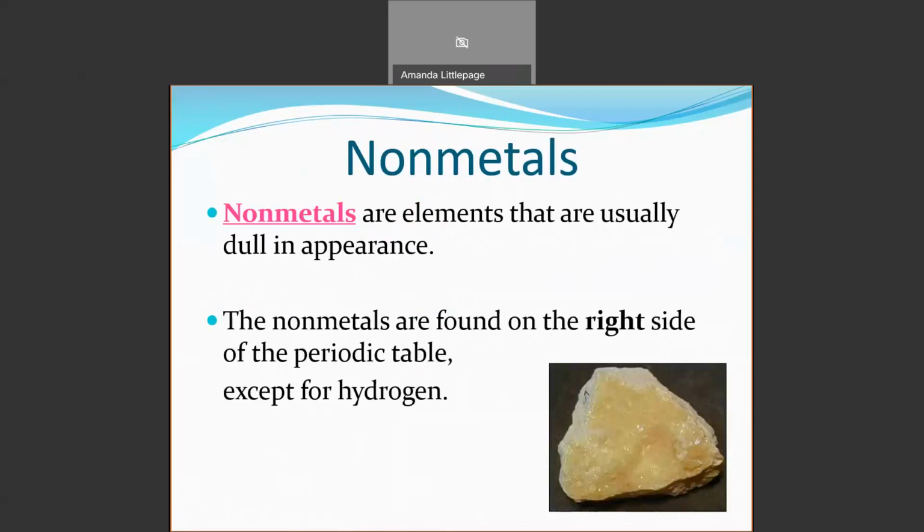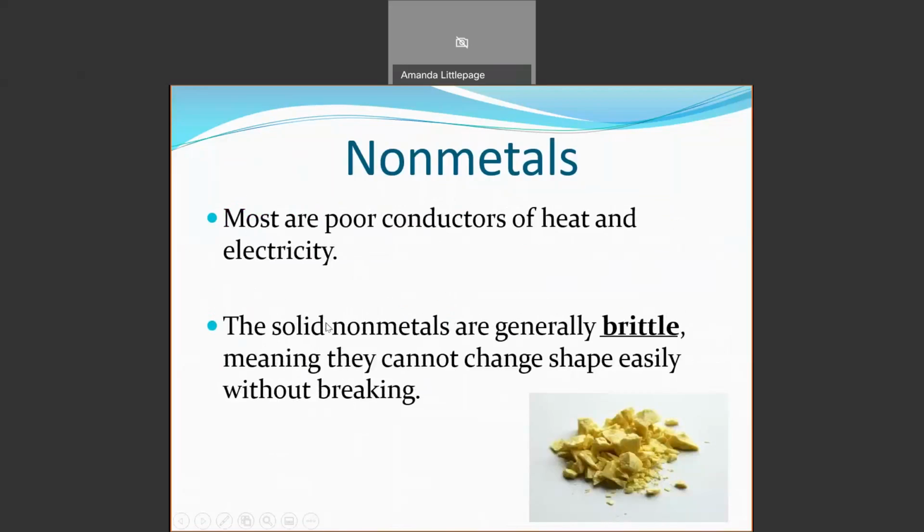Non-metals are usually dull in appearance. They are found to the right side of the periodic table, except for hydrogen, who is an exception to the rule. Hydrogen is, in fact, a non-metal. They're also very brittle. So when you think about non-metals, if you guys can visualize charcoal, that's a good visual. Think about charcoal. It's very crumbly, right? If you step on it or stomp on it or smash it, it crumbles and falls apart.